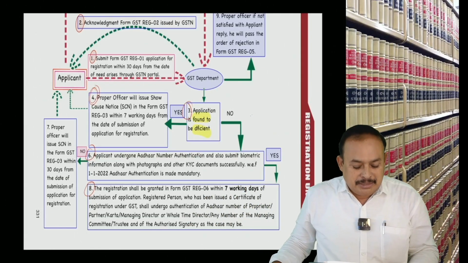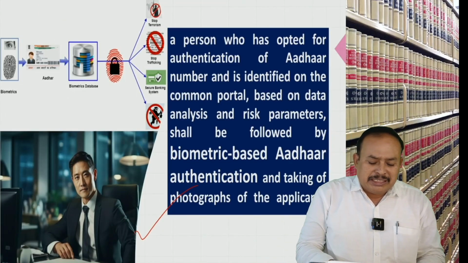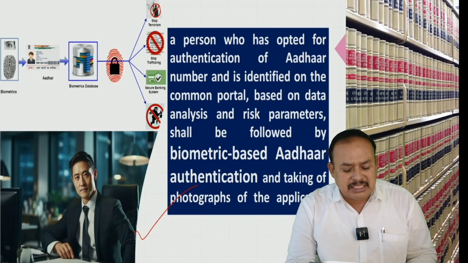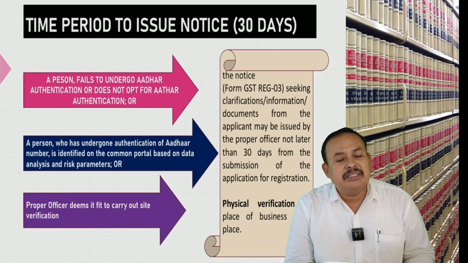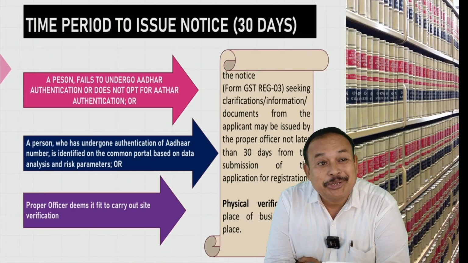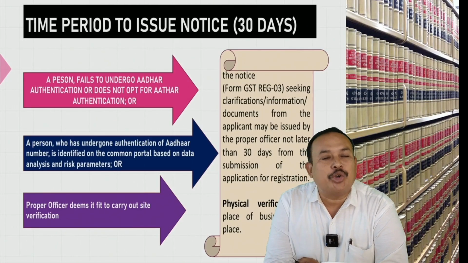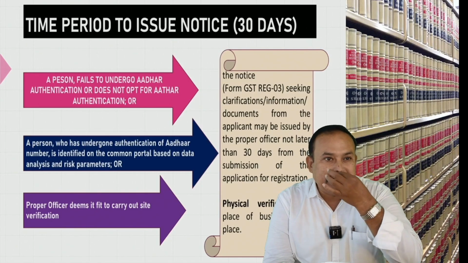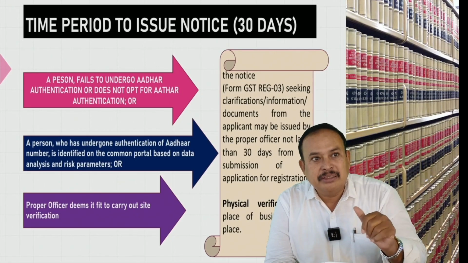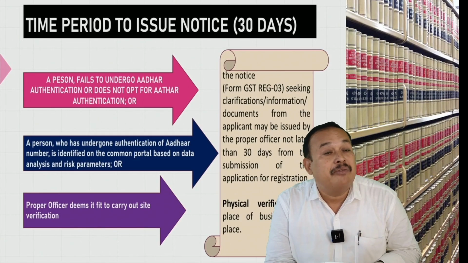Understand? Now coming to the point. Can you tell me, what are the cases for which the 30 days time period to issue the show cause notice will come into picture? As I told you, where physical verification is required, the time limit will be 30 days to issue the show cause notice from the date of receipt of the application.